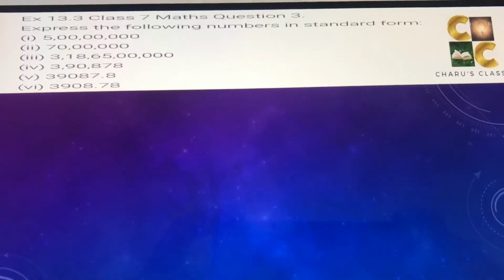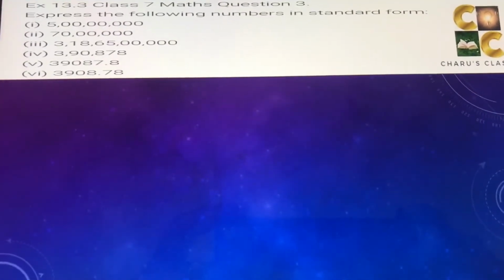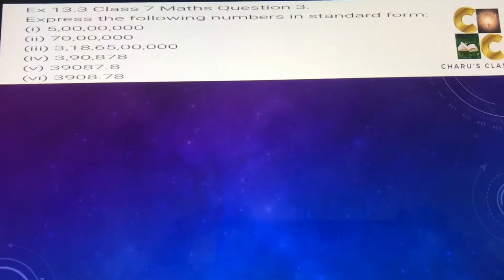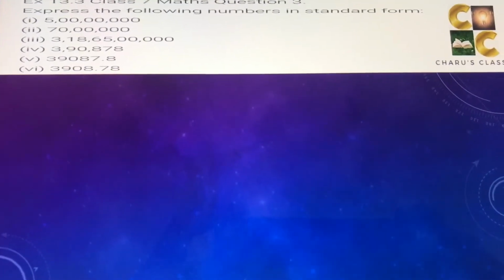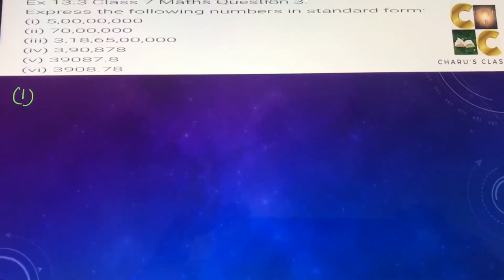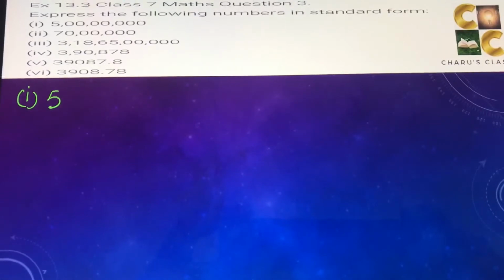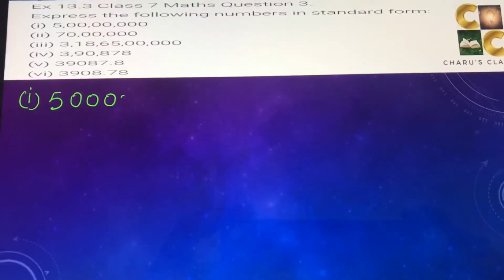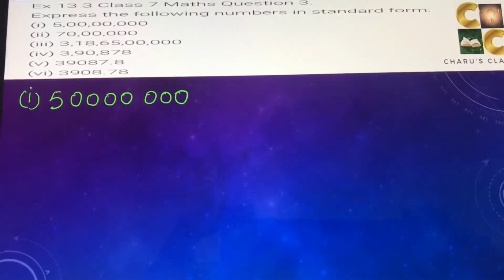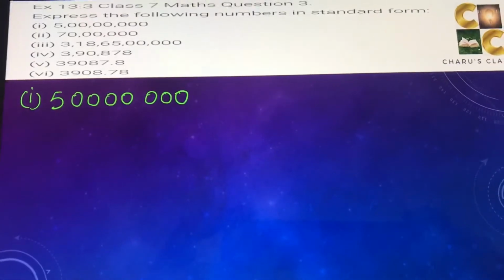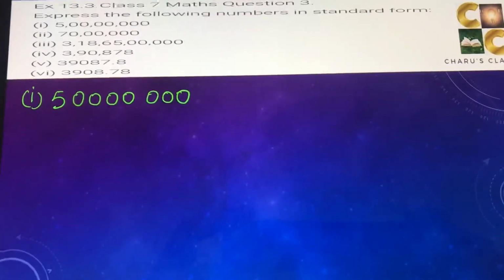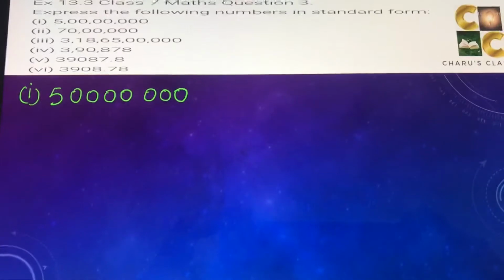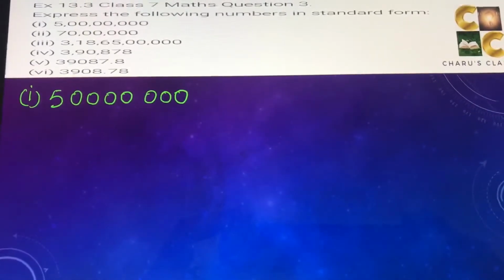Hello students, today we are going to do exercise 13.3, question number 3 and 4. Express the following numbers in standard form. The first number is 5 followed by 7 zeros. To write a number in standard form, we bring the decimal after the first non-zero number.